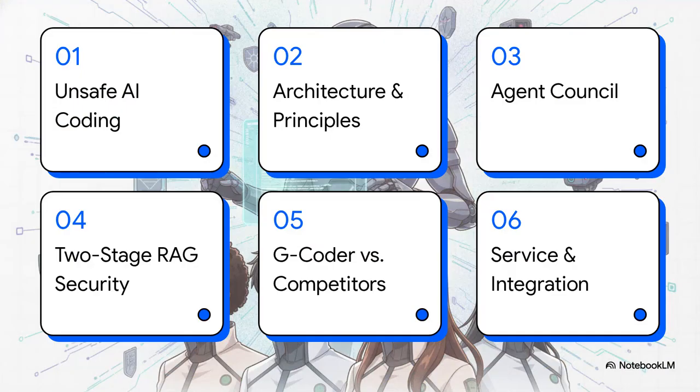Here is our roadmap for today. We'll cover the problem of unsafe AI coding, the architecture and 4 principles, the Interactive Agent Council, 2-stage RAG security, how G-coder stacks up against competitors, and finally, service levels and integration.